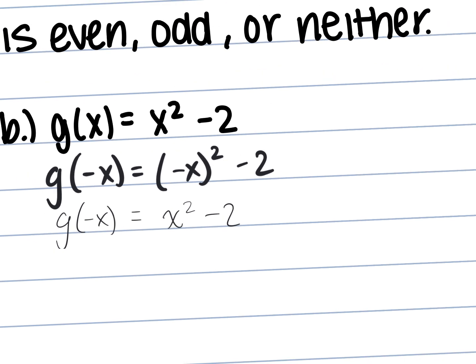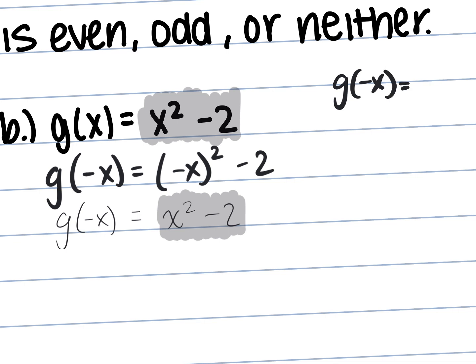This is an example of an even function, okay? Because we started with x squared minus 2. When we plugged in negative x, we got x squared minus 2, the exact same function. We're going to write g of negative x is the same as g of x. Therefore, this is even.